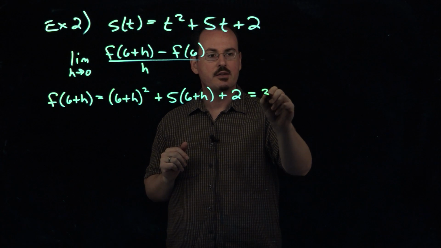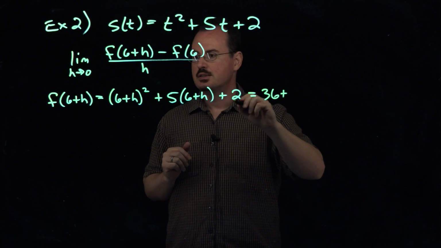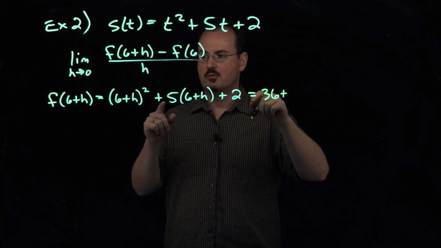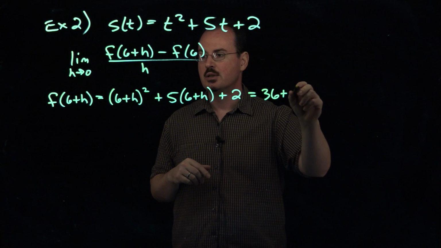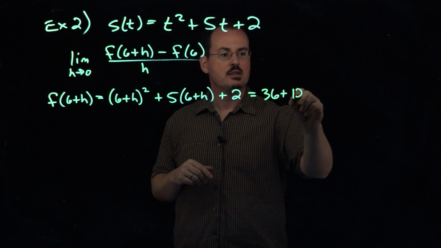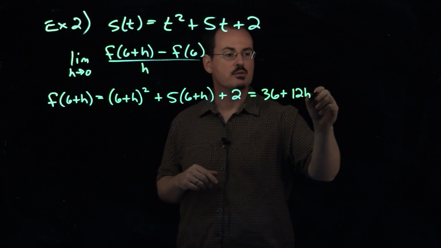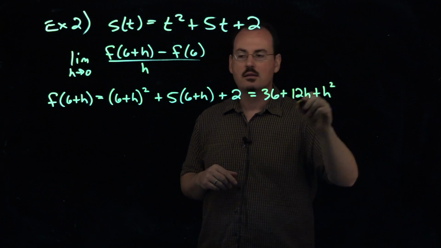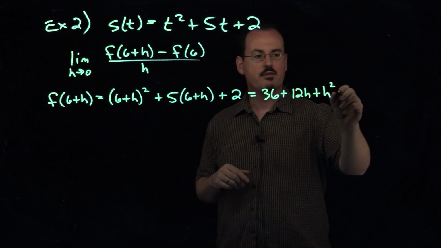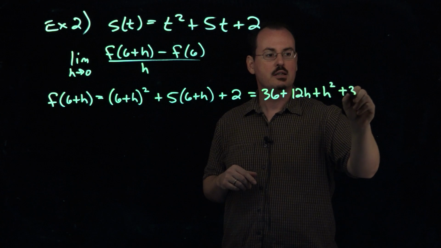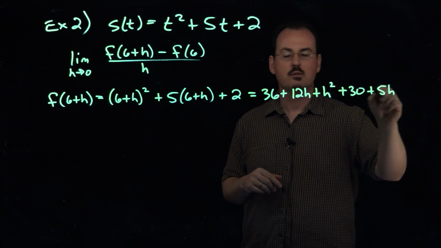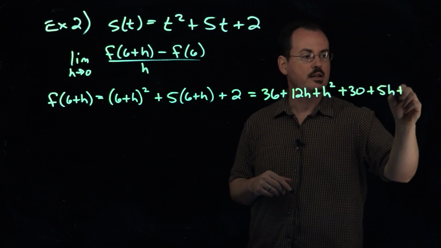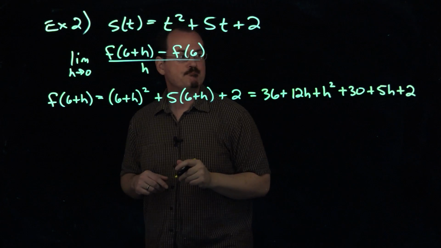And when you do that, you're going to get 36 plus, the middle term will be 6h, that's the outer term. Then you'll get another 6h from the inner term. So that's going to get you 12h. And then the last term will be h squared. Okay, and then if we distribute the 5 there, we're going to get plus 30, and then plus 5h, and then the plus 2 on the end there. So that's what we get.